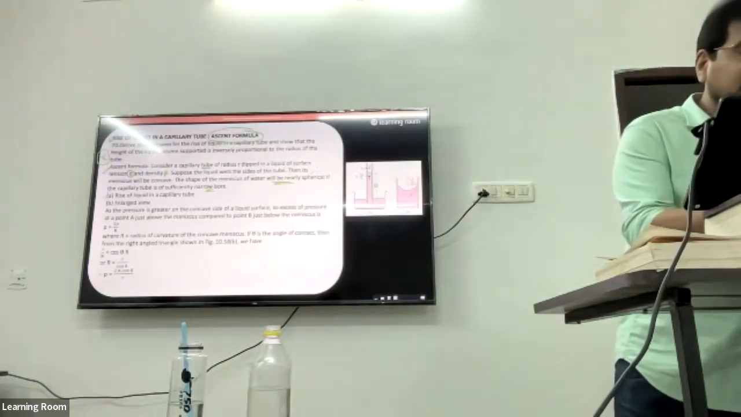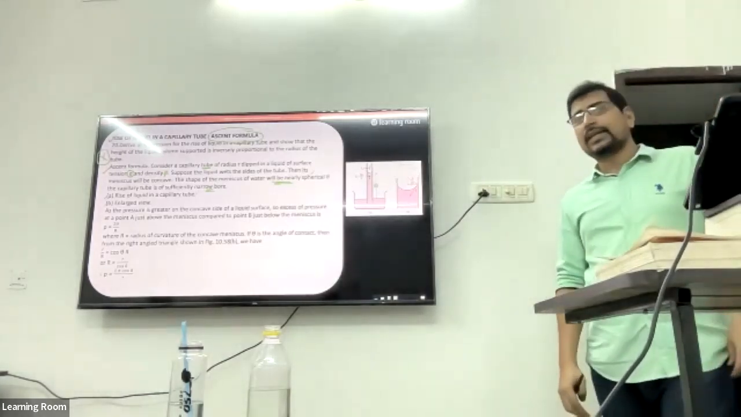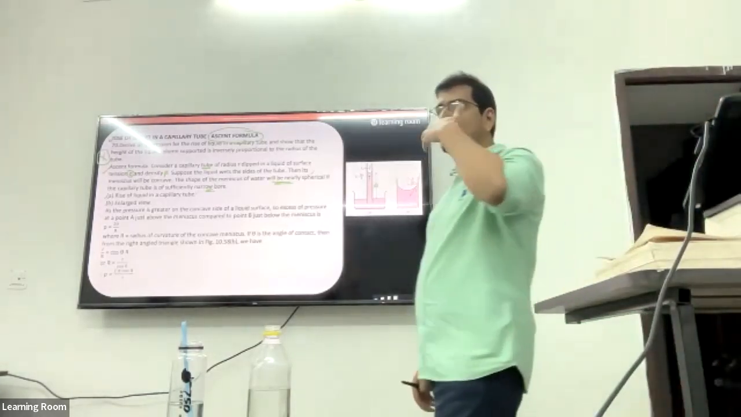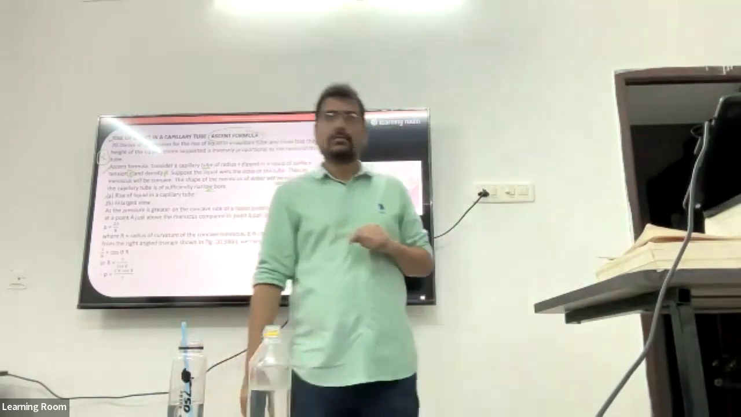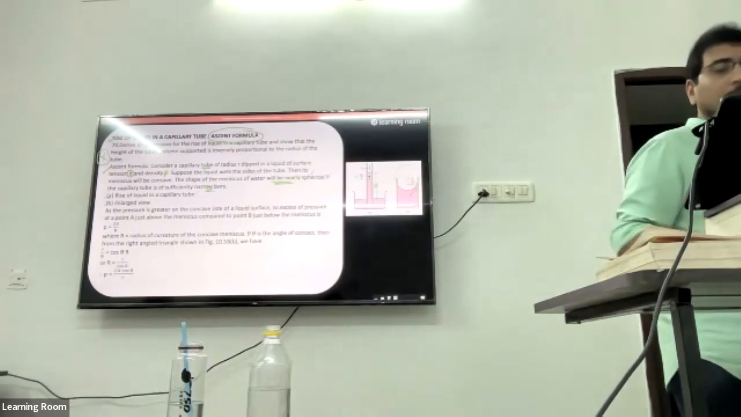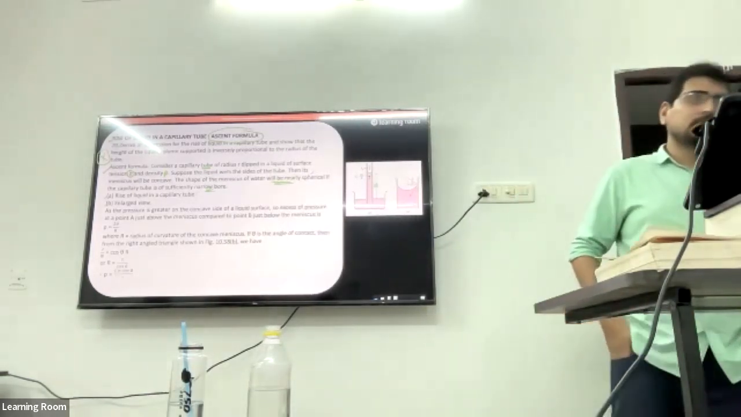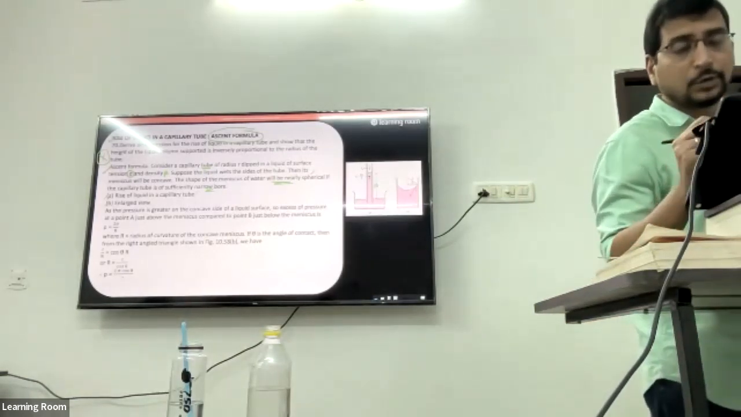The first diagram is the rise of liquid in the capillary tube. The second diagram is going to be the enlargement. Based on the excess pressure that is there inside a liquid drop, can you tell me what the value of the excess pressure inside a liquid drop is given as?